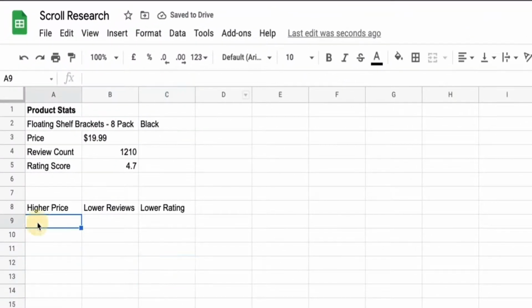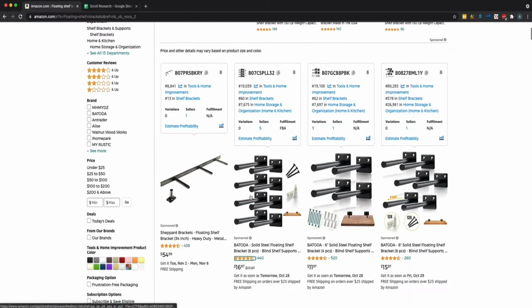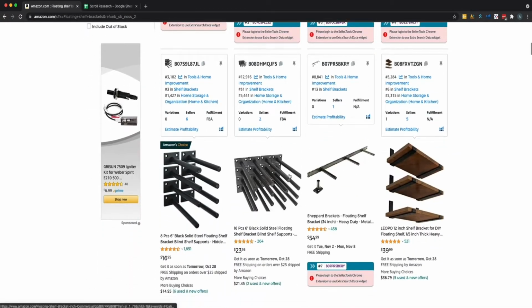Okay, so again, what we're going to be doing is scrolling and identifying what ASINs will fit into these different categories. So let's go ahead and do that. I'm going to open up a handful of these. So this is a 6-piece. Now again, our price is $19.99, or this is an 8-piece. Our price is $19.99, but this person's selling at $16.95, and he has a higher review count than us.